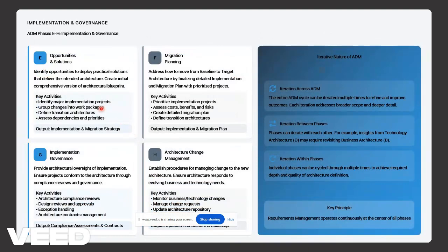Now, E. How important is the opportunities and solutions phase? Opportunities and solutions develops the practitioner solution here. It is about how you are going to create a comprehensive blueprint, how you are going to take the solution, giving business and technology, and how you are going to deploy the solution. It talks about the primary implementation and migration strategies.